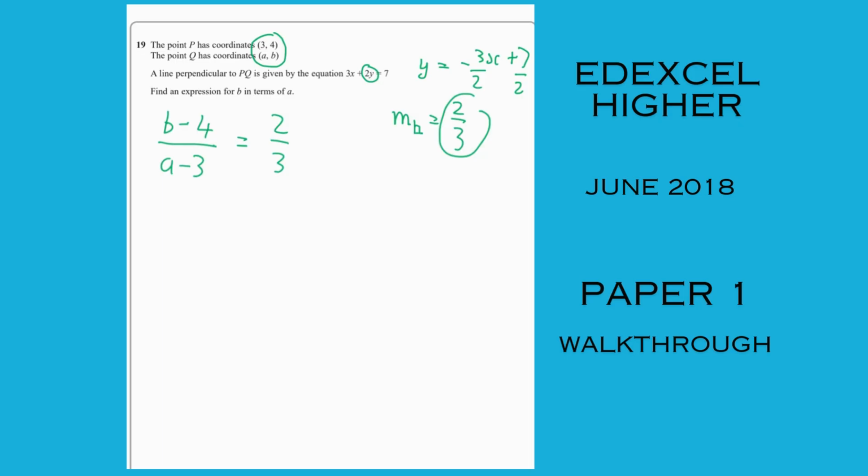So now we can cross multiply, times both sides by 3. Multiply both sides by a minus 3. It says find an expression for b in terms of a. It wants b equals to be the answer. So let's add 12 to both sides. And let's divide everything by 3. So we get 2/3 of a, and we get a +2 on the end. And that's as far as you can take that question without knowing any more information.